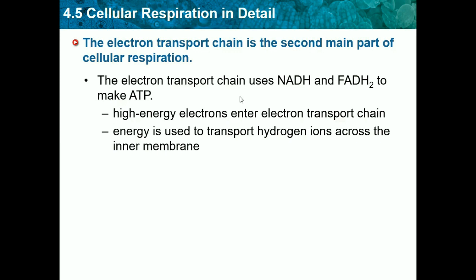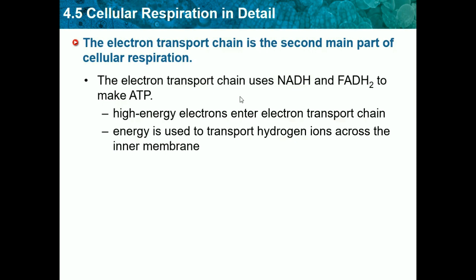As we know, the mitochondria has a bunch of folds inside. This is happening inside one of the folds, or in the membrane. So the bus drops off these electrons here, and the proteins in the membrane take these electrons, or this energy, and they use it to transport hydrogen ions across the inner membrane.